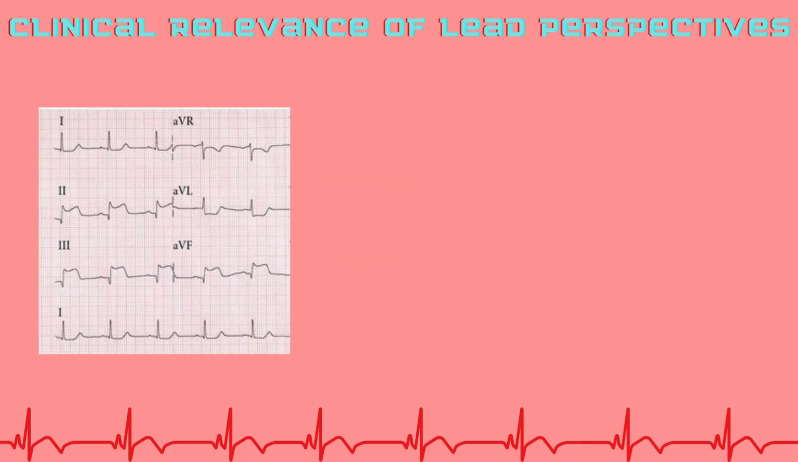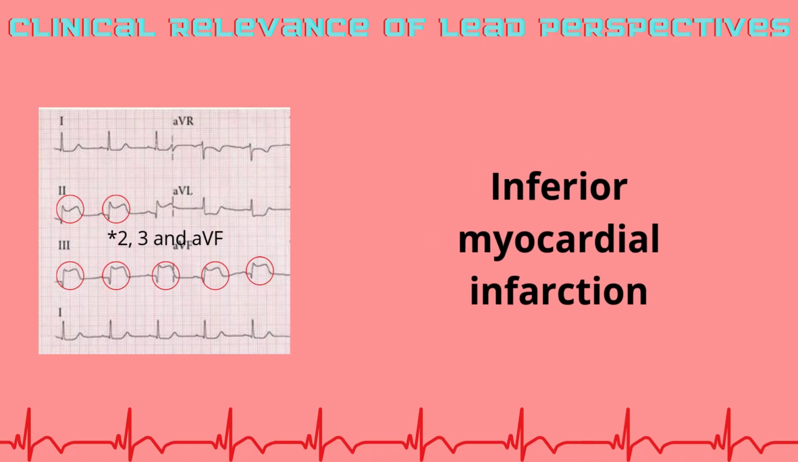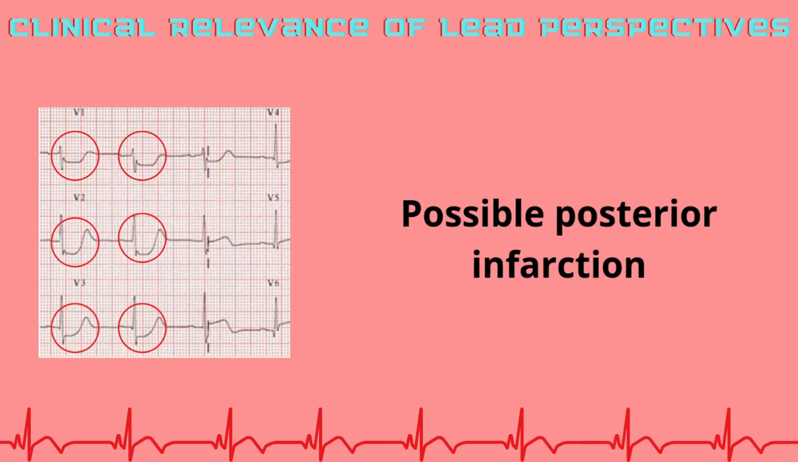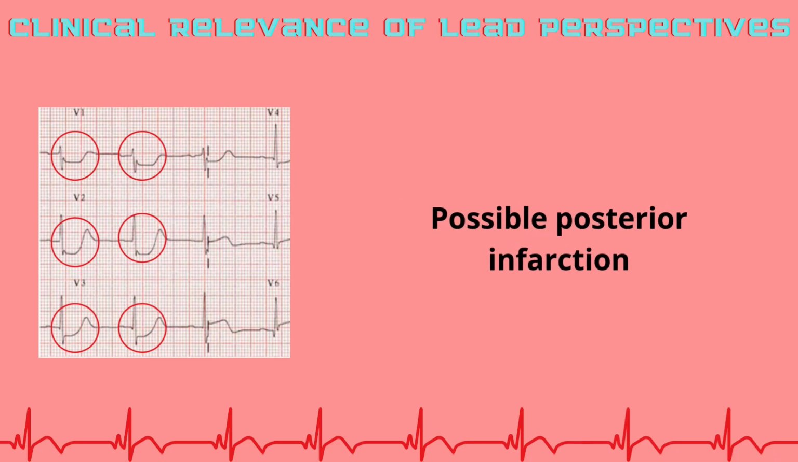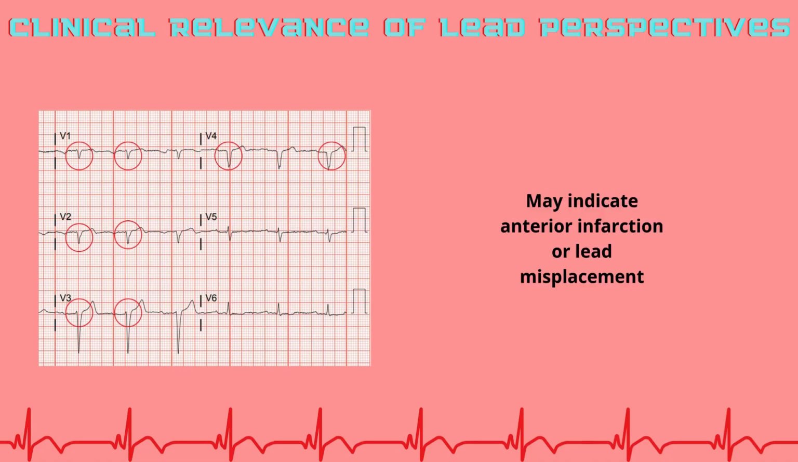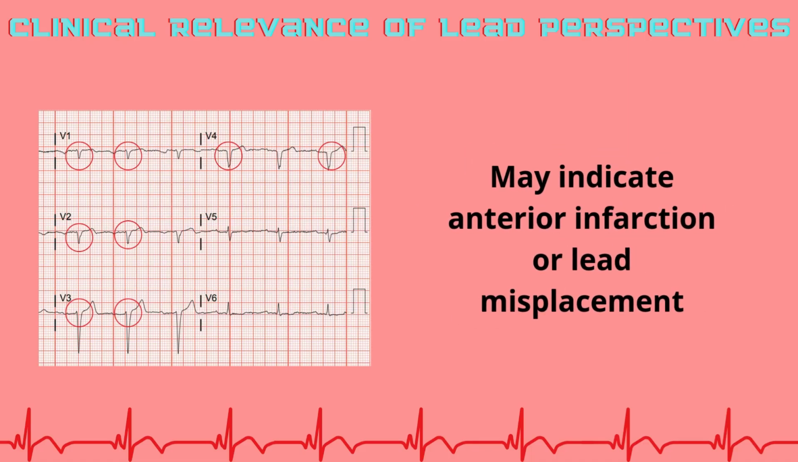For example, ST elevation in leads 1, 2 and AVF, inferior myocardial infarction. ST depression in V1 to V3, possible posterior infarction. Poor R-wave progression in V1 to V4 may indicate anterior infarction or lead misplacement. By localizing abnormalities to specific leads, we gain insight into which region of the heart is affected.